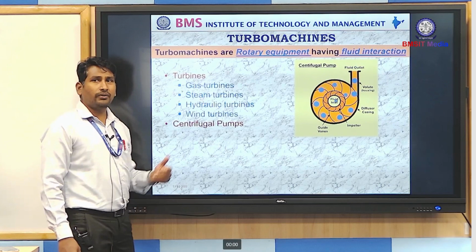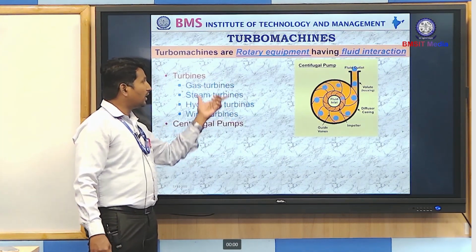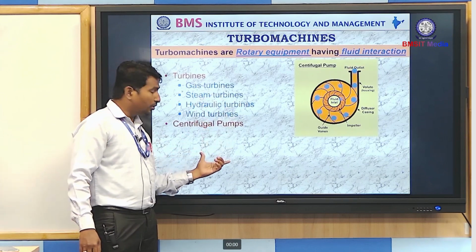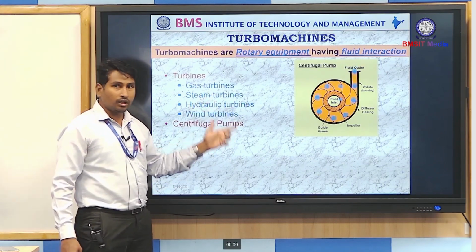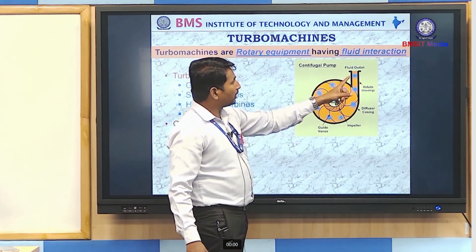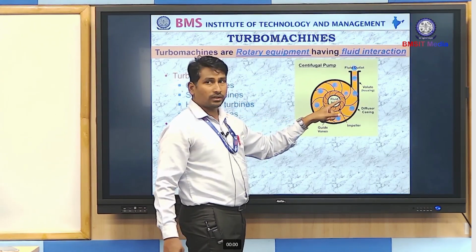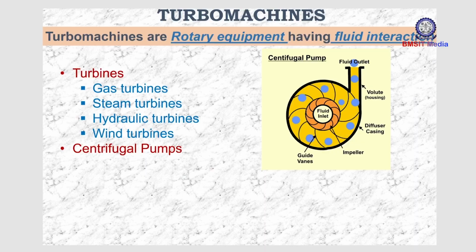Centrifugal pump. Again, a centrifugal pump may also be called a turbo machine. All the categories I showed earlier are power generating turbo machines. Now I am going to show power absorbing turbo machines. Here also, as the definition tells, the centrifugal pump is a rotating equipment where the fluid is interacting with it. The interacting fluid is water, so it is considered a turbo machine.